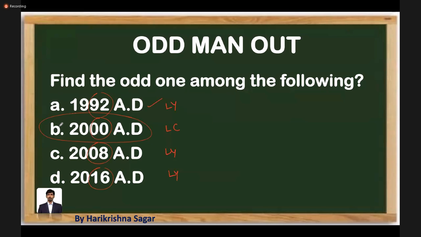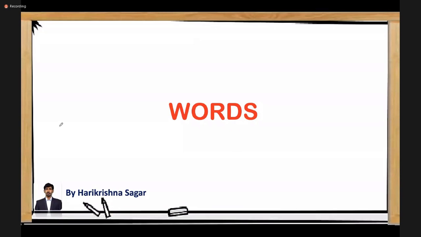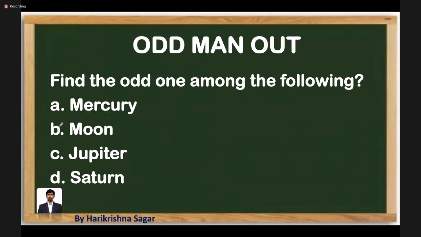Similarly, you can also see the questions which are related to words. Word-based questions are given in such a way that you can see the question here, finding the odd man out of the following: Mercury, Moon, Jupiter, and Saturn. What is the odd man out here? By observing this, Moon is going to be the odd man out. You can fix your answer choice as option B.